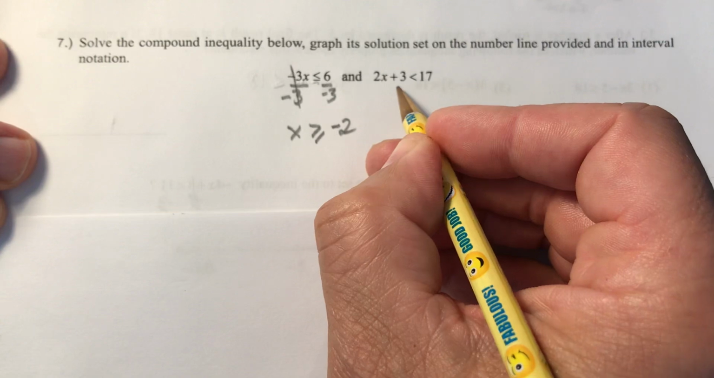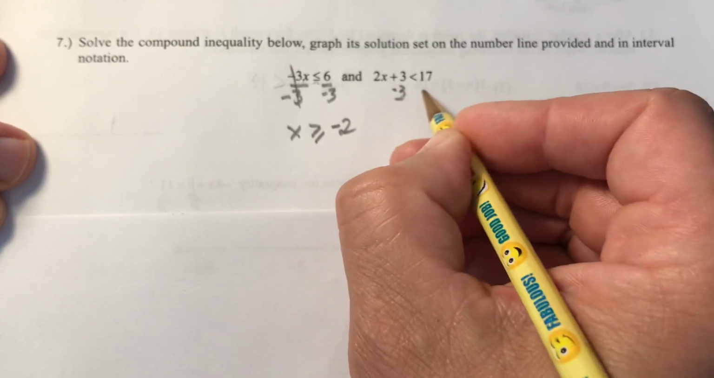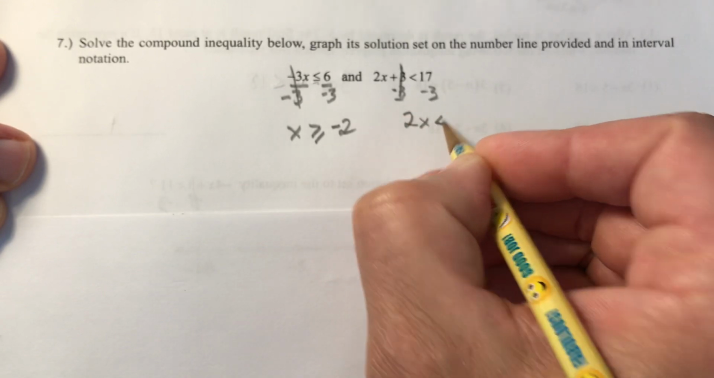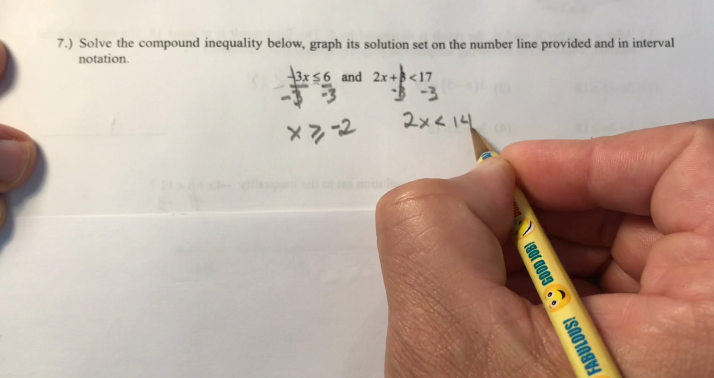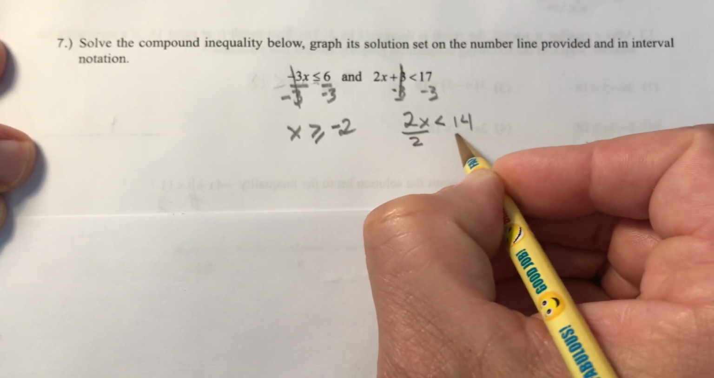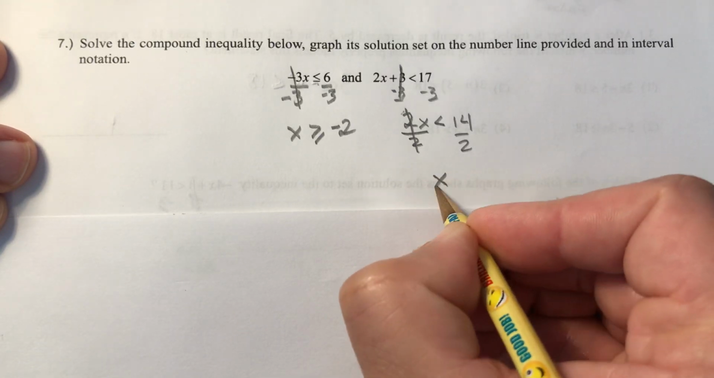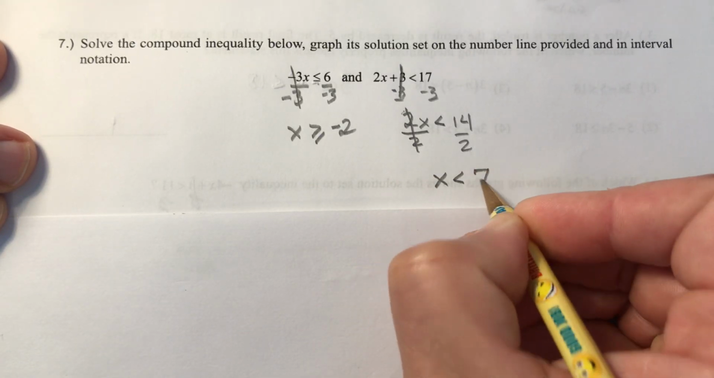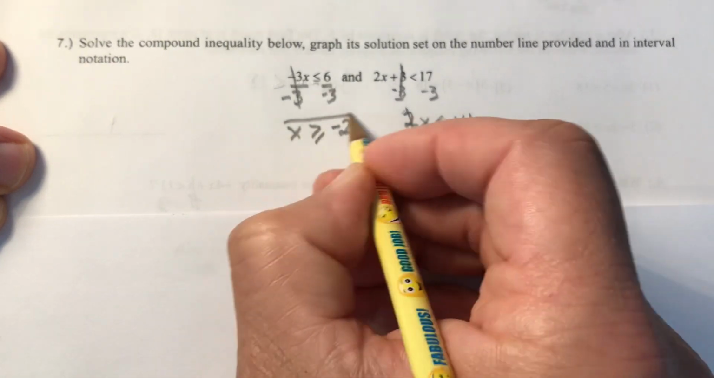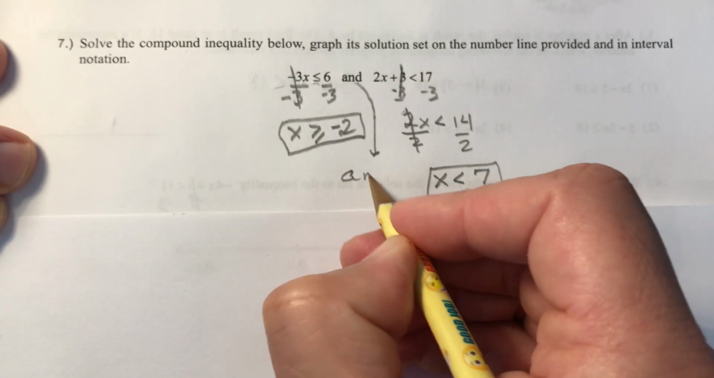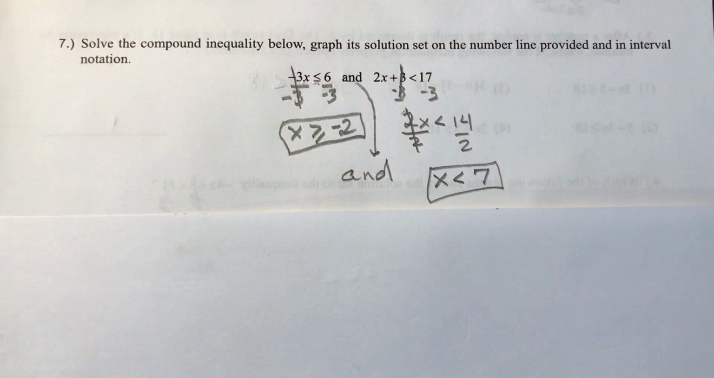And at the same time, solve this one. So, subtract the 3. So 2x is less than 14. Divide by 2. That's a positive, so don't worry about switching the sign there. So x has got to be less than 7. So these 2 things have to hold at the same time because of the word and. So my answer is greater than or equal to -2 and at the same time smaller than 7.